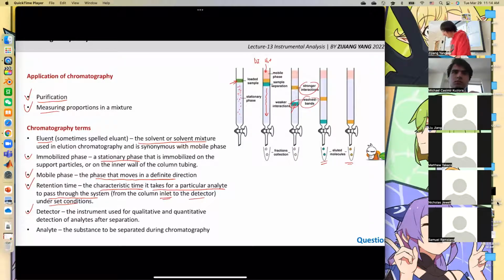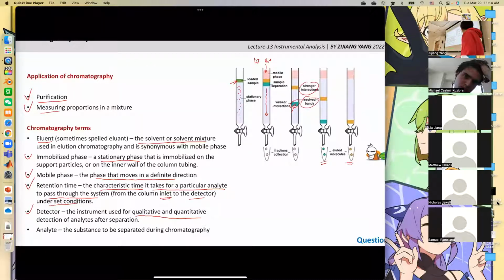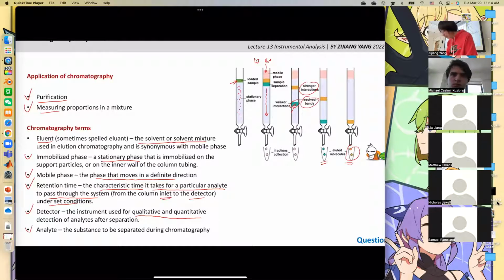And we also have a detector, that is the instrument used to quantify the amount of analytes. In this case, the detector is not shown, but when we are measuring the concentration of the chemicals in each effluent, that is a detector. And we'll also have the analyte, that is a substance to be separated during chromatography.